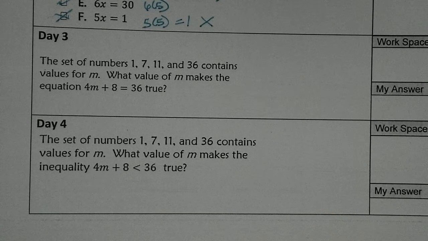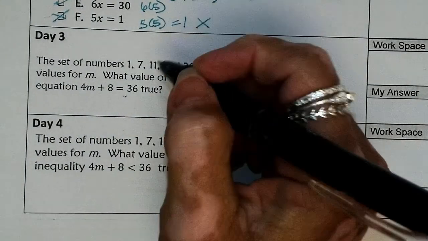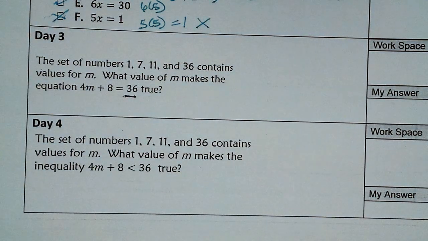It says a set of numbers 1, 7, 11, and 36 contains the values for M. Which one can we use to make the statement true? 4 times M plus 8 equals 36. Which one of these numbers will make my statement true?